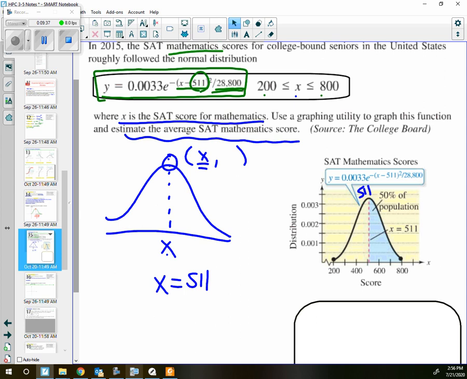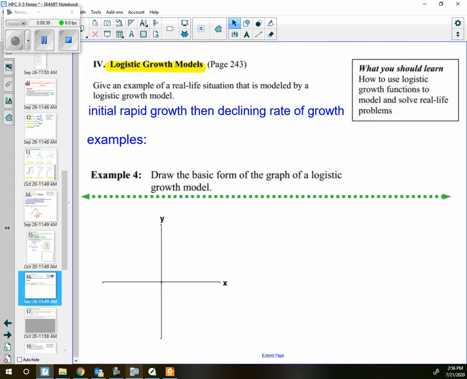All right, let's take a look at another kind of model. So let's look at logistic. So logistic growth models are a rapid growth, and then followed by a declining rate of growth. And they are bounded by two horizontal asymptotes. So we have a horizontal asymptote, another horizontal asymptote. I'm going to draw the picture first, and we'll talk about what would do this.